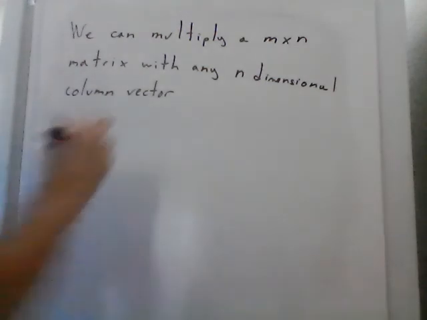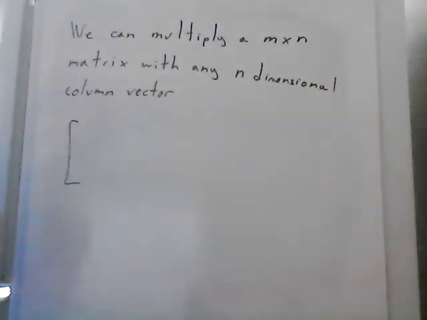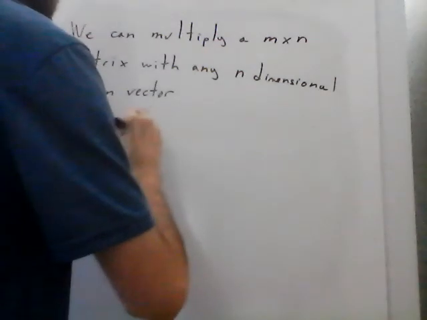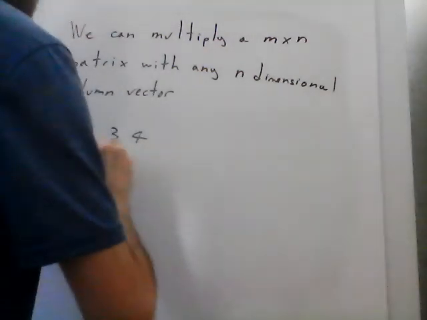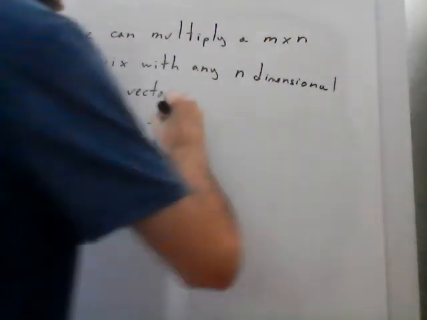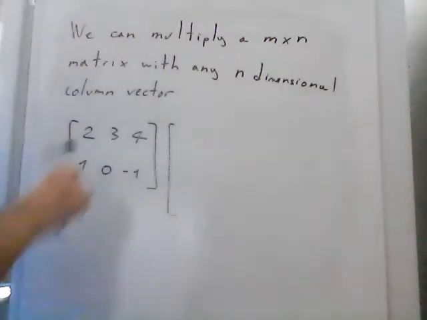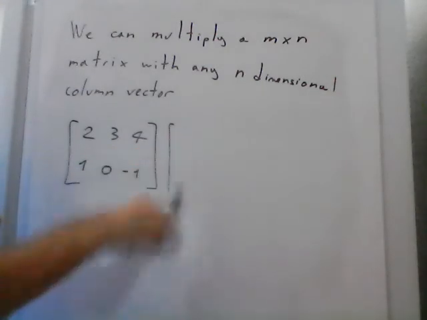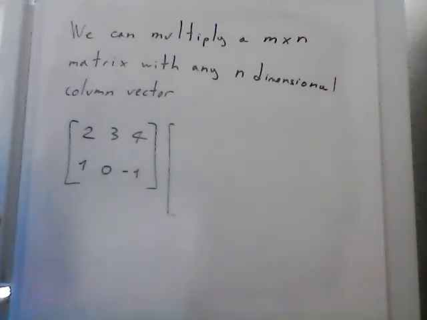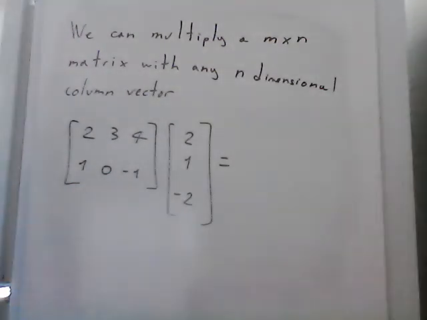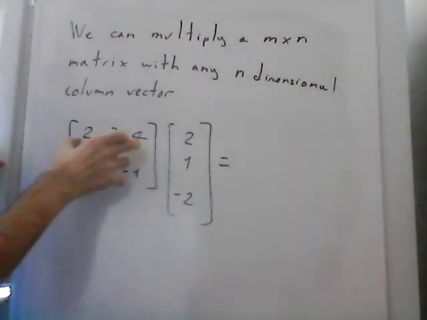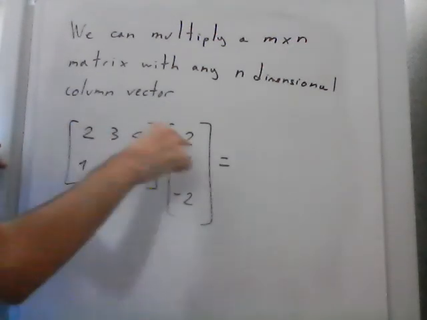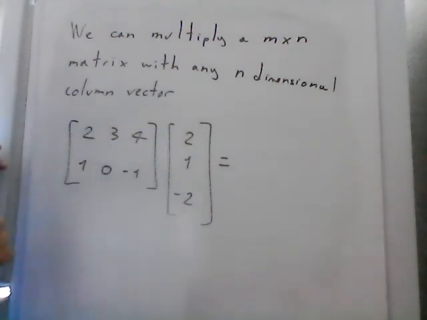For example, let's take this matrix 2, 3, 4, 1, 0, negative 1, and multiply it by this column vector. Since this matrix has 3 columns, the column vector needs 3 components. And we can multiply the two in this way. We take each row of the matrix and multiply each component of the row with each component of the column vector, and then we add all of these products. Okay?